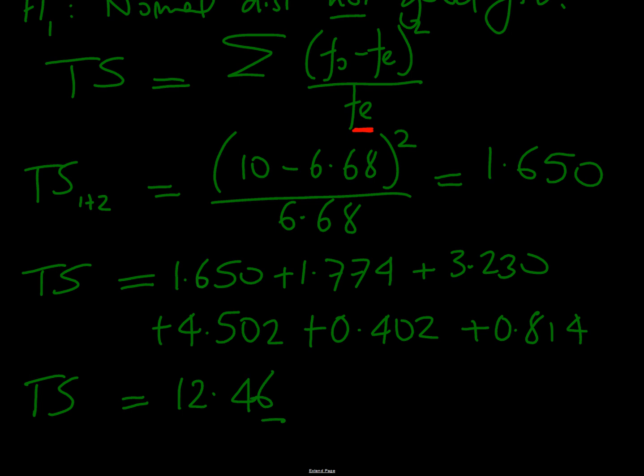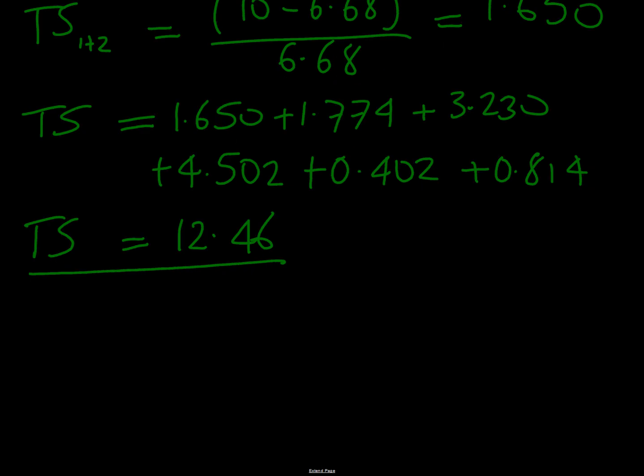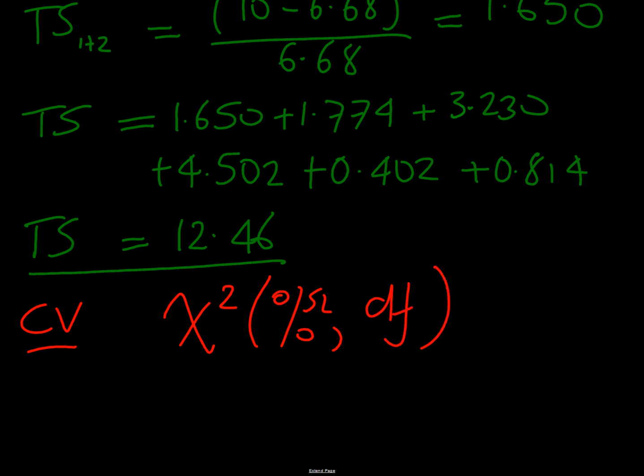If we added that lot up, we're going to get a test statistic of 12.46. Okay, so that's the first thing we needed to do, and we just need to write that out so the examiner can see we know what we're doing. Now we need to find our critical value. We find that from the chi-square distribution with the significance level that we're asked for, and our degrees of freedom.